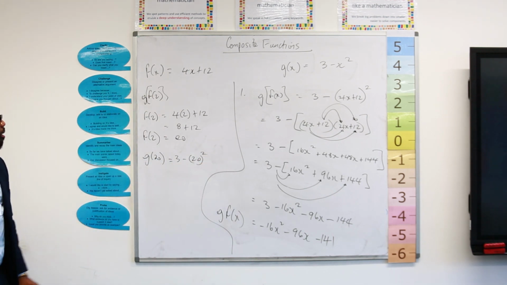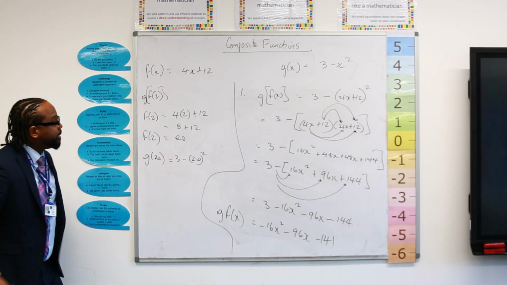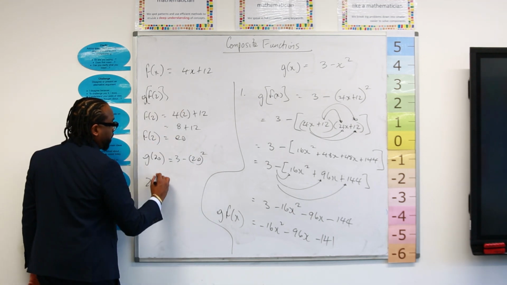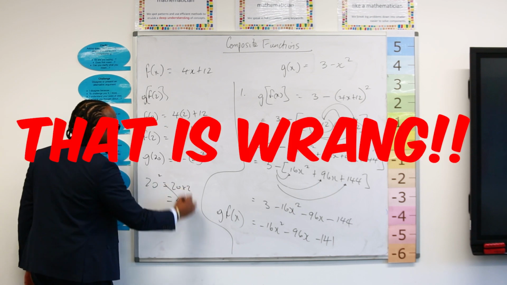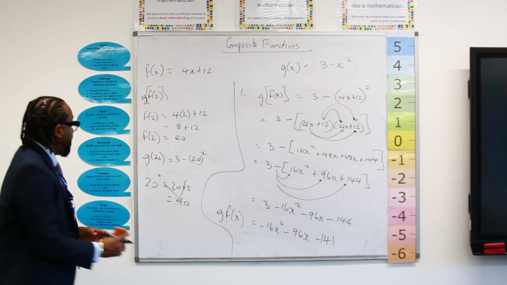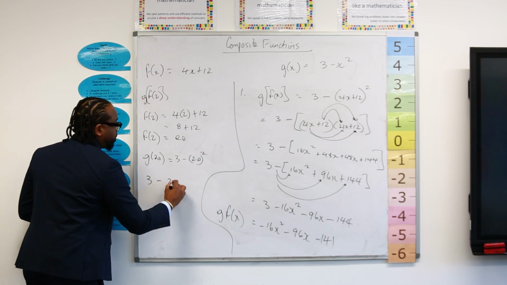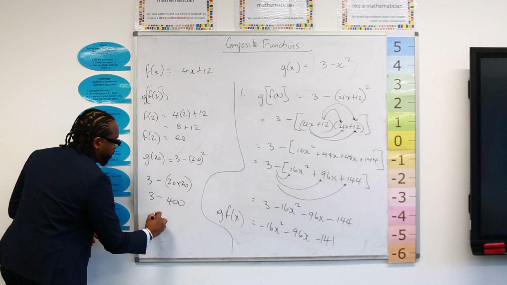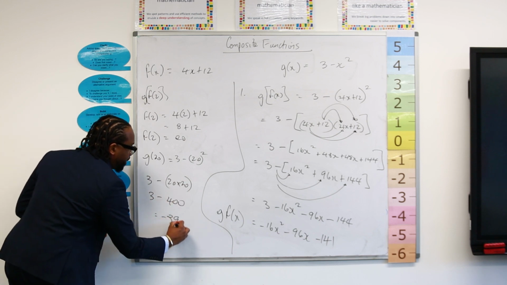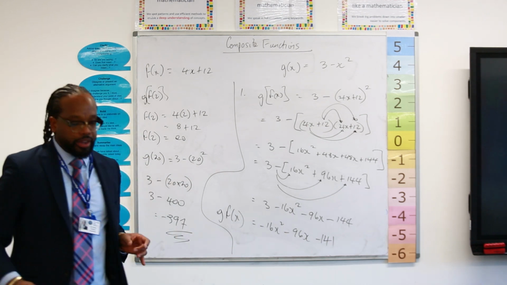So again, please remember, when you get to this point, full concentration. A common mistake students make is thinking 20 squared is 20 times 2, which is 40. That is wrong. 20 squared means 20 times 20, so it is 3 minus 400, and that's minus 397. And that is the value of gf of 2.